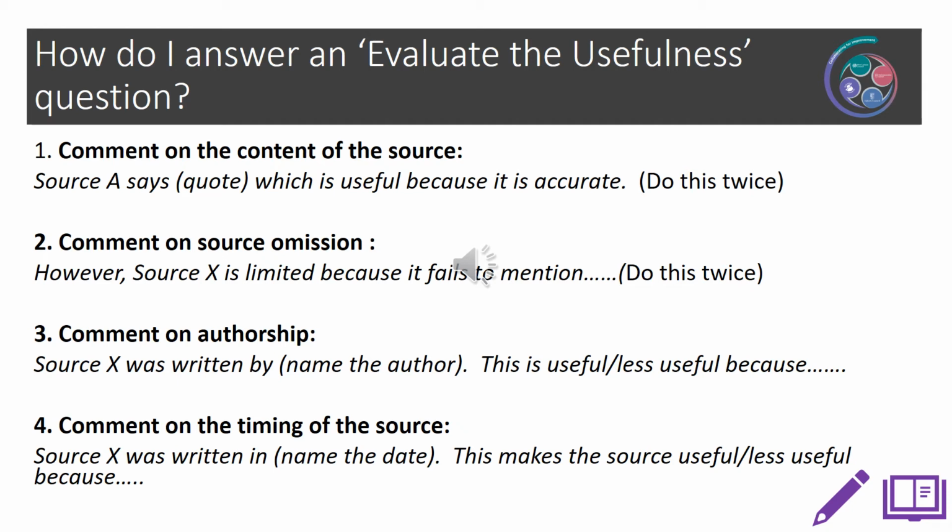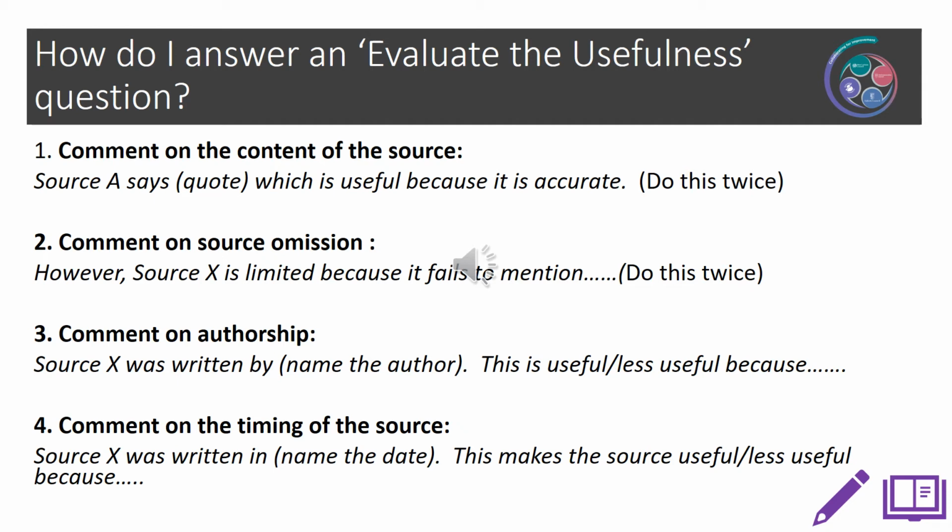Now on the screen you can see suggested comments on authorship and timing. In your school you may also comment on the purpose and the type of the source, and if this is something that you're comfortable with, then that's absolutely fine. However, you may prefer to just comment on author and timing, which again is also fine. There's one comment available for authorship and one comment available for timing.